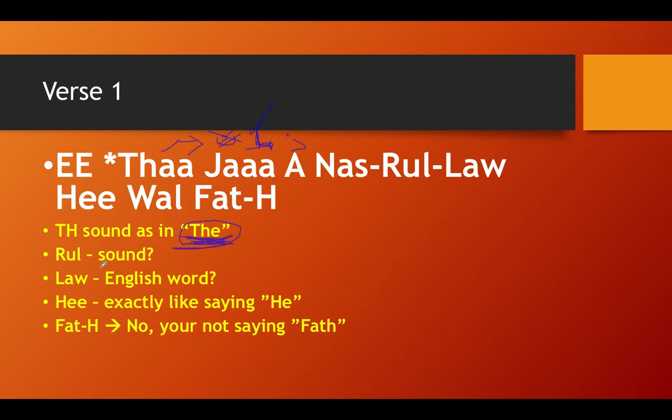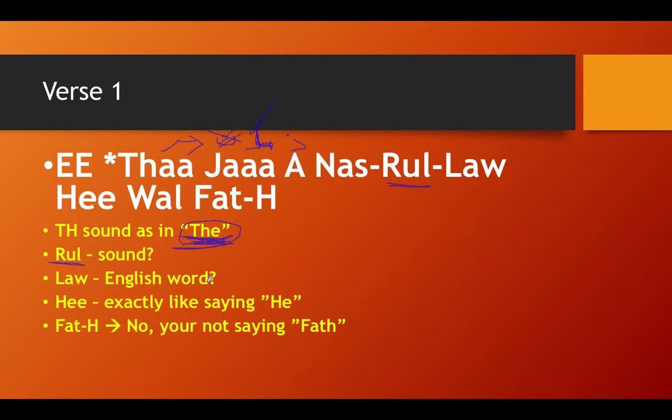Next rule is the rul. Now, it is very tempting for you to say rule, but when you look over here, there's only an R, U, and L. So that's going to make a rul sound. Exactly the way I'm saying it right now is how you have to say it. So that's rul. Law. We've seen English words.